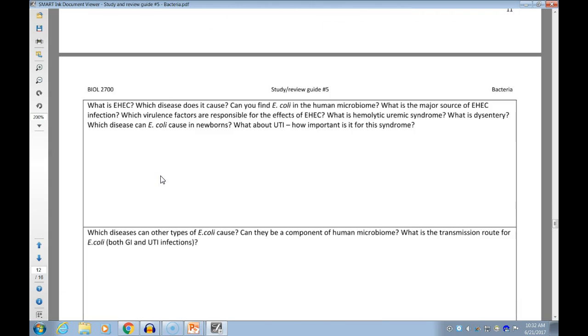EHEC, enterohemorrhagic E. coli, disease, diarrhea and dysentery with the potential for hemolytic uremic syndrome. Okay? Can you find E. coli in general in the human microbiome? Yes. Major source of EHEC, food. Virulence factors responsible. This one, I want you to focus on Shigella toxins.